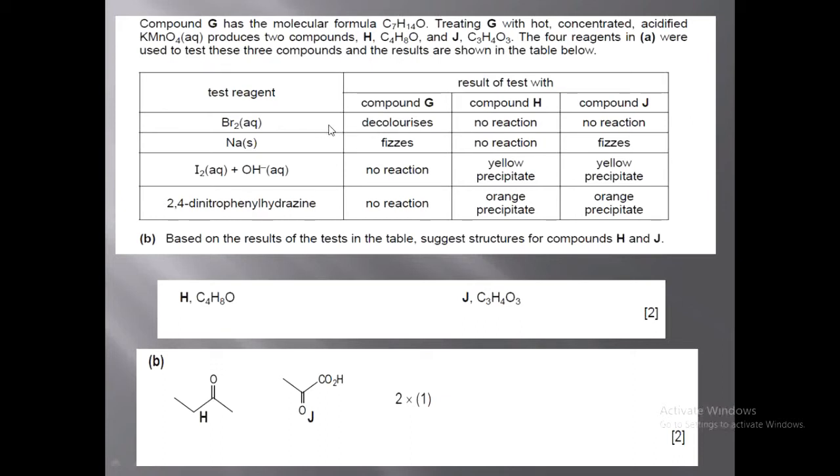It means that compound G contains a carbon-to-carbon double bond. While the G compound also gives a positive test with sodium reagent, it means it fizzes. So it means that the G compound also contains an OH group. No further reactions are given with iodoform and 2,4-DNPH by G. For the compound H, no reaction was given with bromine, no reaction was given with sodium.